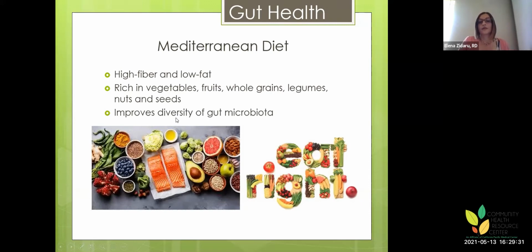And we know that this type of diet improves diversity of gut microbiota. So this diet, besides the fact that it's more anti-inflammatory, will actually provide the fiber and the prebiotics that the good guys, the healthy microbes in our gut, will thrive on.